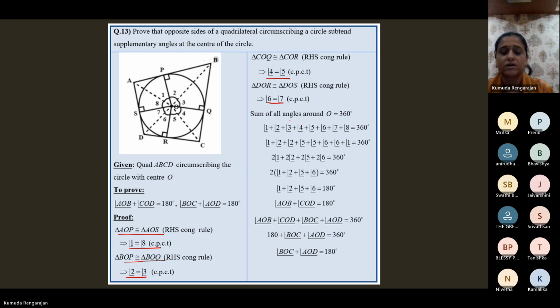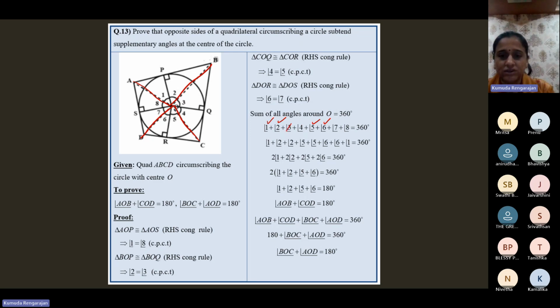So like that. Now we know that the sum of all the angles around a point is 360. So add all these angles and equate to 360. Now what do we want to prove? We need to first show that AOB, which is angle 1 plus 2, plus COD, 5 plus 6. We want 1 plus 2 and 5 plus 6. You don't want the others. Because 1 plus 2 is angle AOB and 5 plus 6 is angle COD. So you don't want 3, 4, 7, 8.